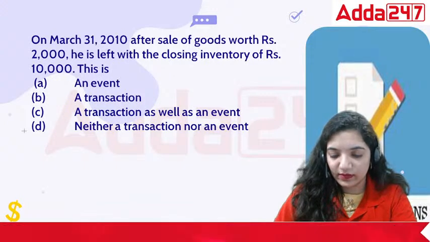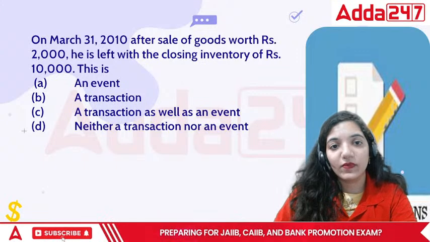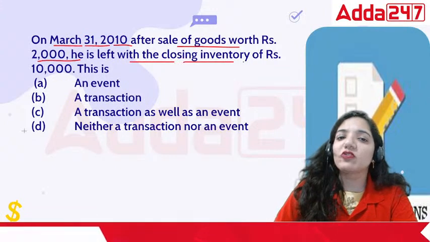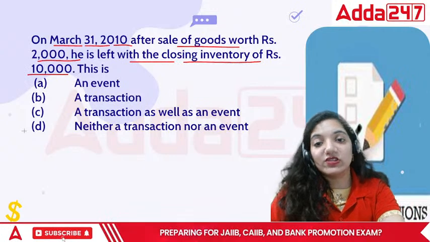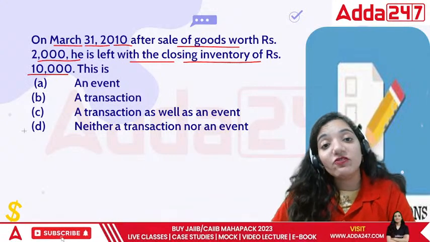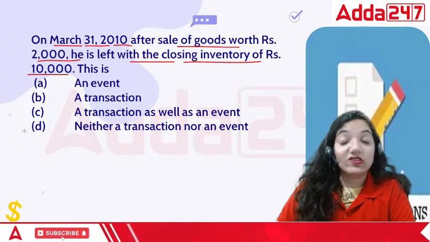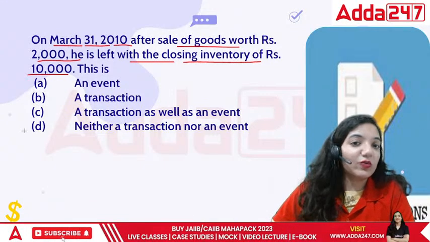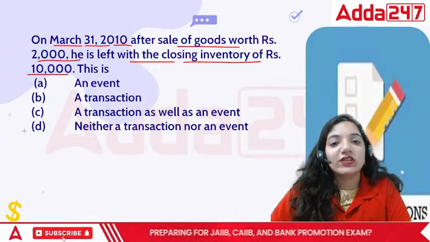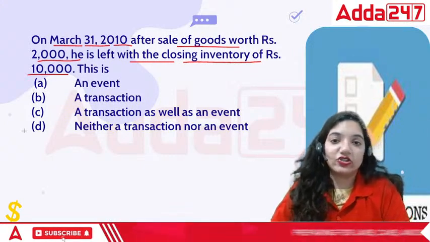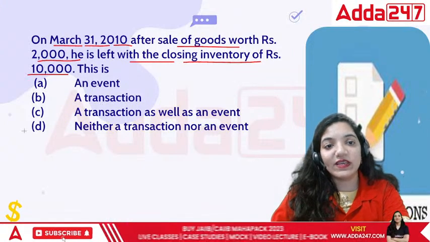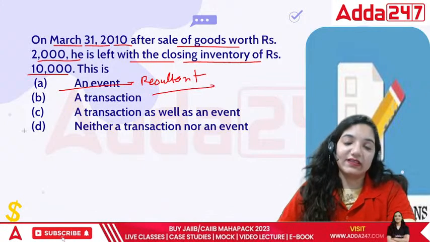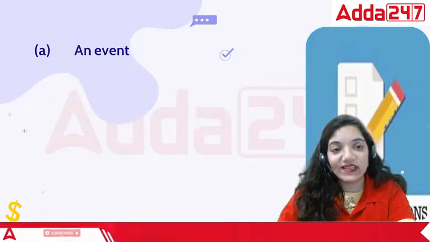Next point. On March 31st, 2010, after the sale of goods worth rupees 2000, he's left with a closing inventory of 10,000. That means the organization has sold a good amount of goods already, and they are left with rupees 10,000. So after selling all the goods that you have, you are left with hardly 10,000 rupees. What will it be called? An event, a transaction as well as an event, or neither a transaction nor an event. In this case, the correct answer would be it's an event. It's a resultant. Since we have sold the goods, that is why it is happening like this. So the correct answer would be it's an event.